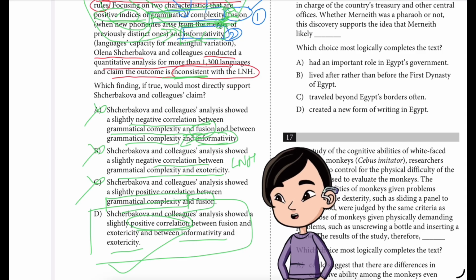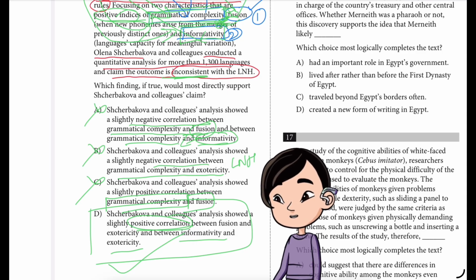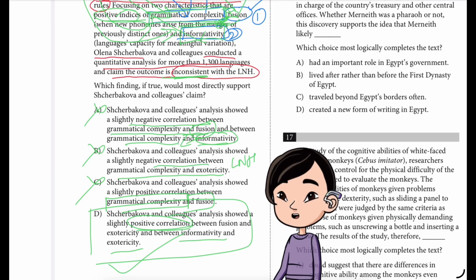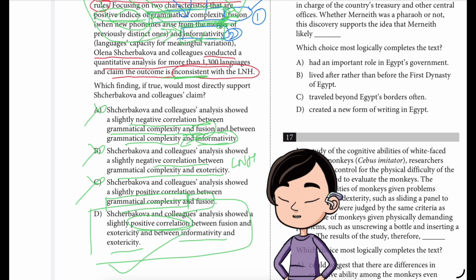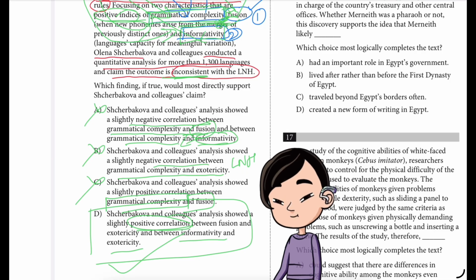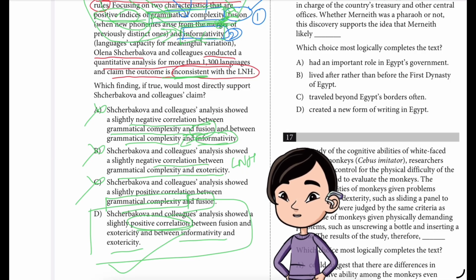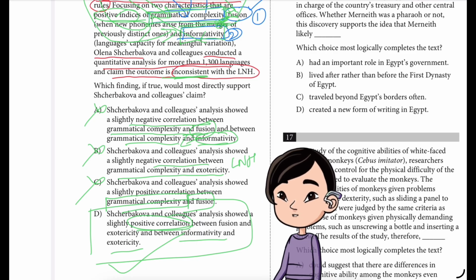Choice C is incorrect because it wouldn't be possible to say that a finding of a slightly positive correlation between grammatical complexity and fusion is inconsistent or consistent with the LNH, since the finding would address only grammatical complexity, given that fusion is a positive indication of grammatical complexity, and wouldn't move beyond that factor to address its relationship to the prevalence of non-native speakers of a language, exotericity, which is the relationship the LNH focuses on.